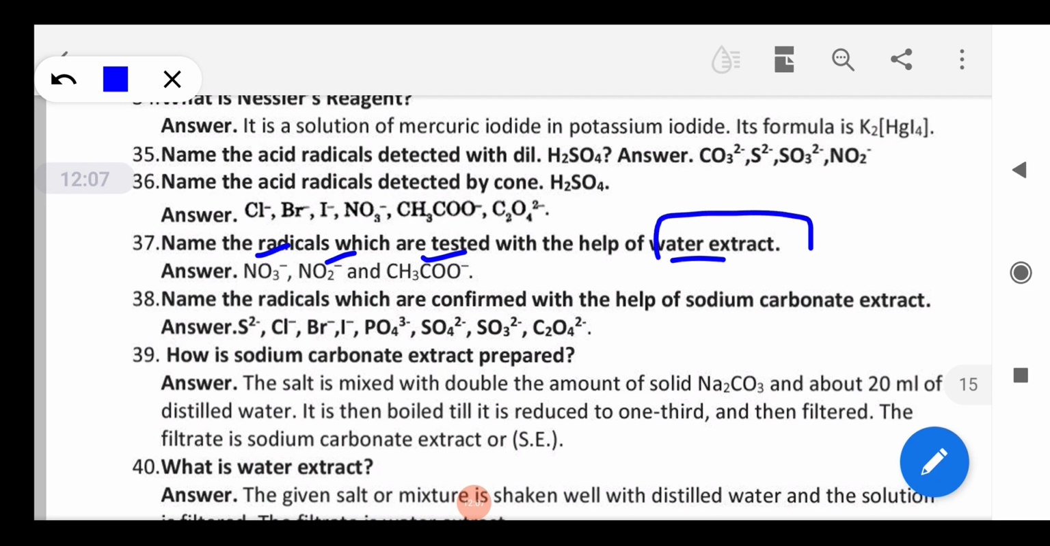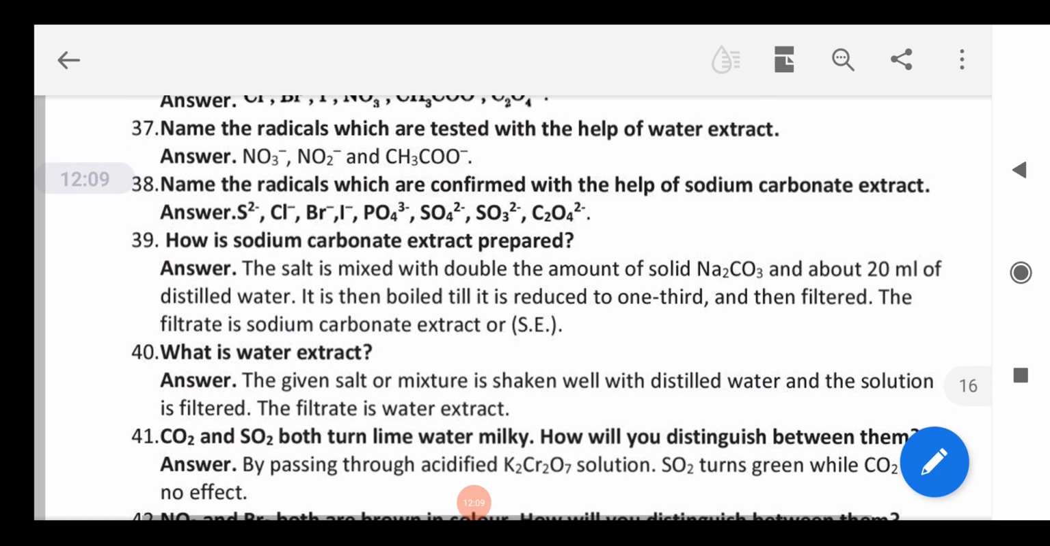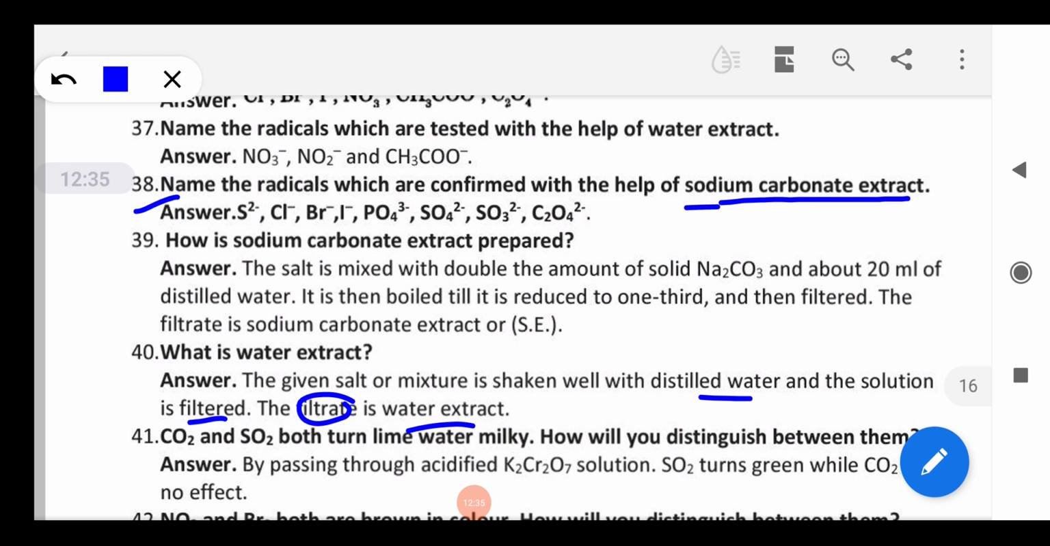Water extract is nothing but when the salt is shaken with distilled water and it is filtered, then the filtrate is called water extract. Next is, name the radicals which are confirmed with the help of sodium carbonate extract. So dear students, nowadays we don't use sodium carbonate extract because earlier we used to get a mixture of two salts. That is why it was very important to prepare sodium carbonate extract, but still you should remember this is the list of the radicals which can be confirmed with the help of sodium carbonate extract.